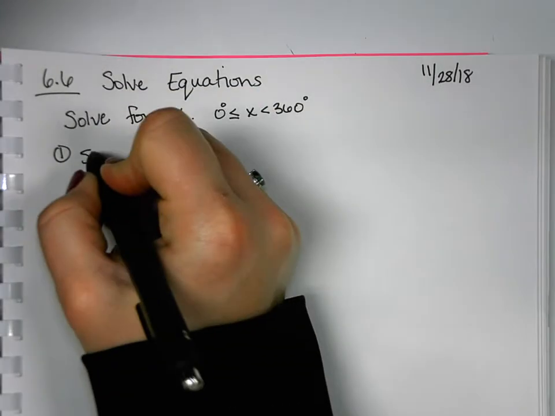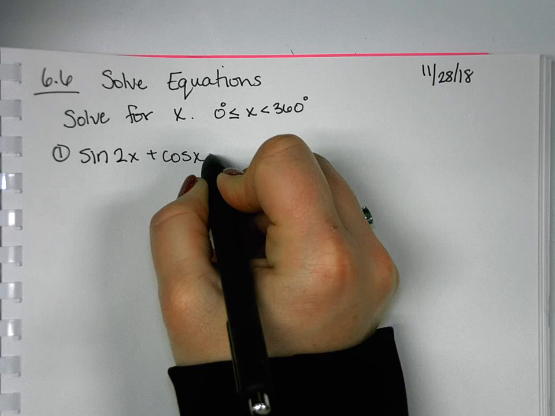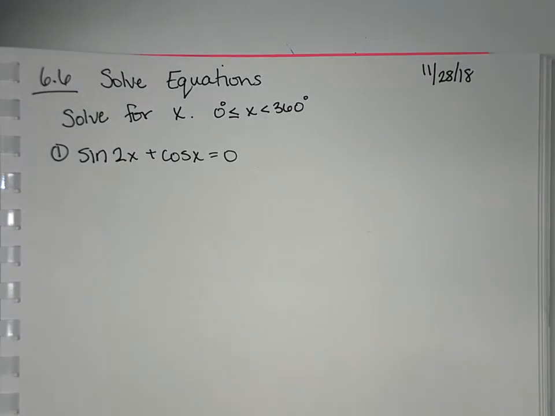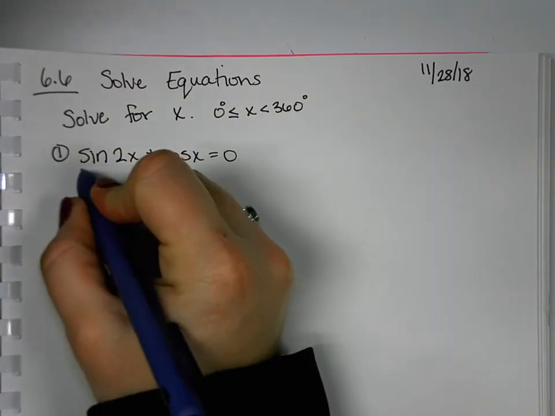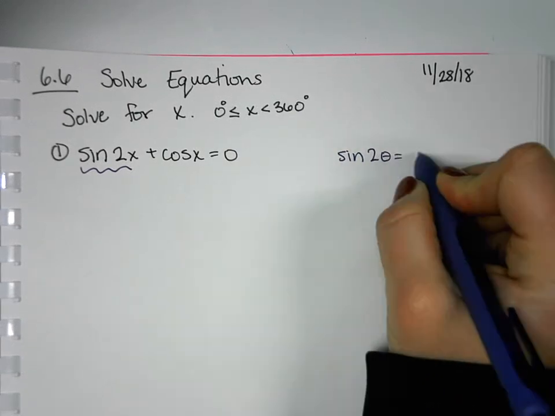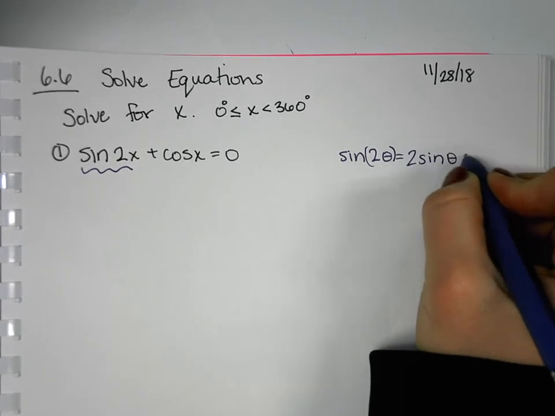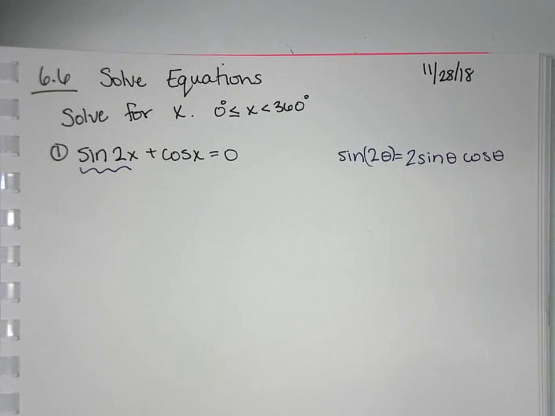So this first one we have sine 2x plus cosine x equals 0. So when I look at this, I have two different functions. I don't have anything squared, so I can't use a Pythagorean identity, but I do have a double angle. So if I look at my double angle for sine, I can use sine of 2 theta equals 2 sine theta cosine theta. So this is our double angle rule.